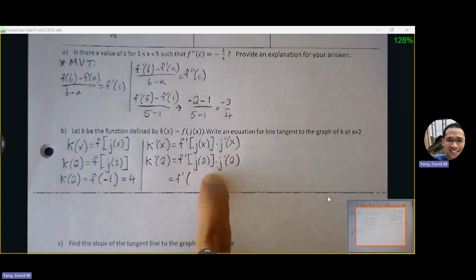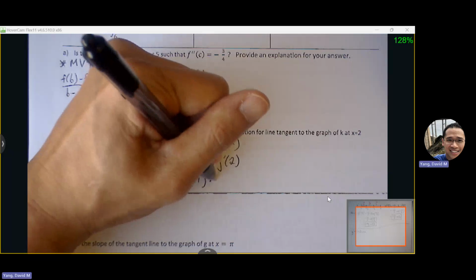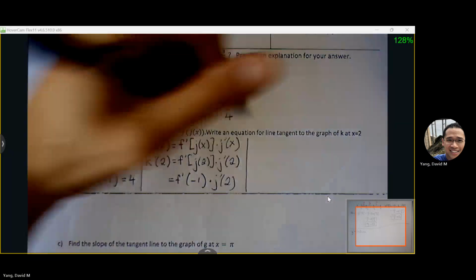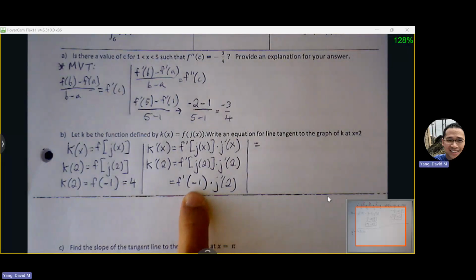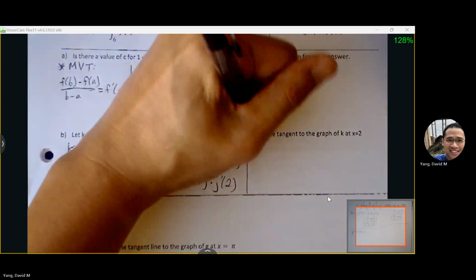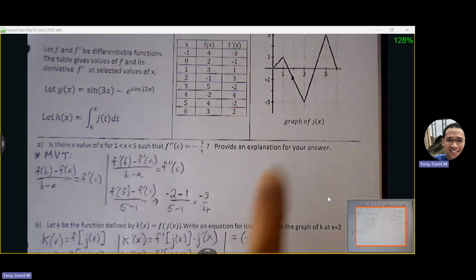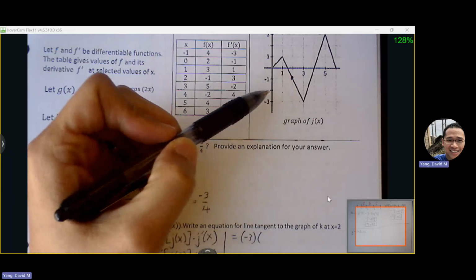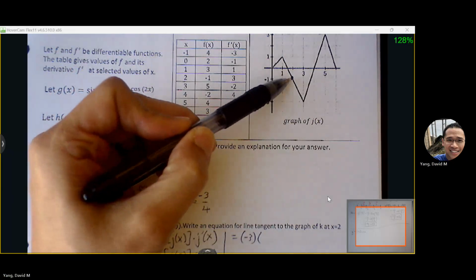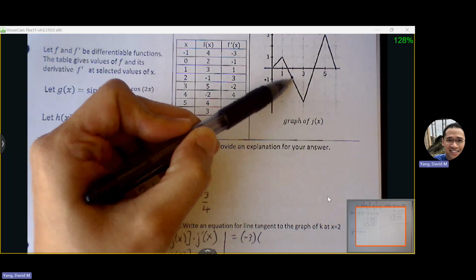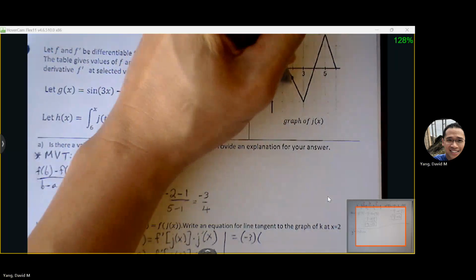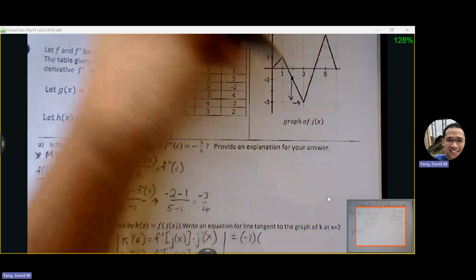Okay, piece by piece, let's see if we can work our way down to getting a number out of this. So J of 2, again, is -1 times J prime of 2. So F prime of -1, we go to our table to pull that value. It's -3. J prime of 2, we go to our graph here. Now this is J of X here. So how do I find J prime of 2? Slope, right? So find the slope of this line segment. Down 2 over 1, so -2, right?